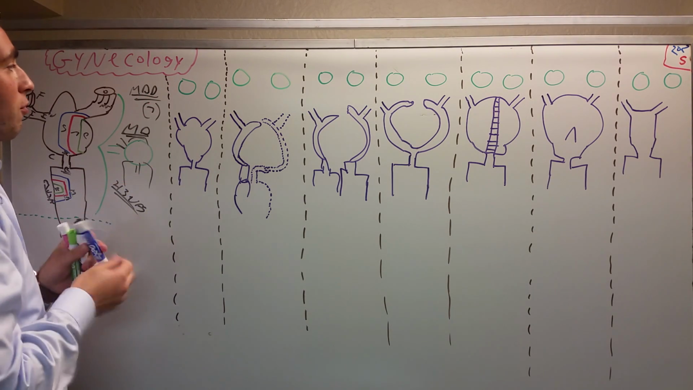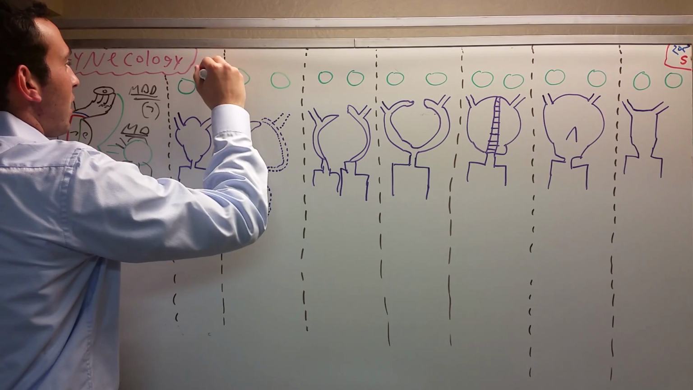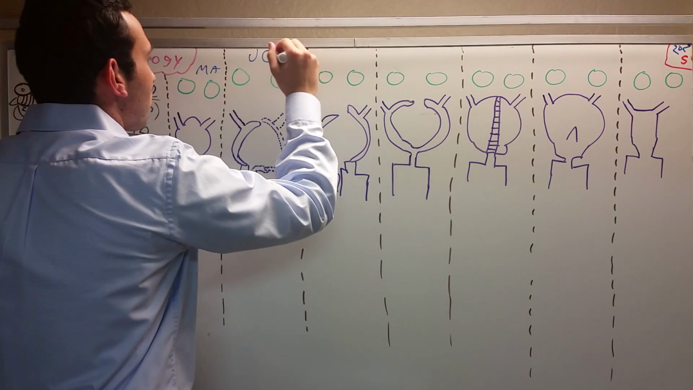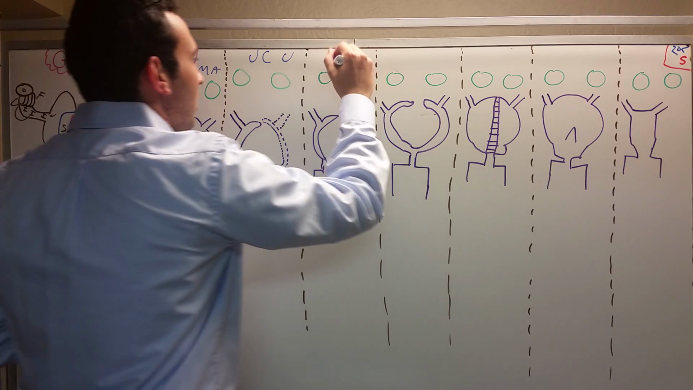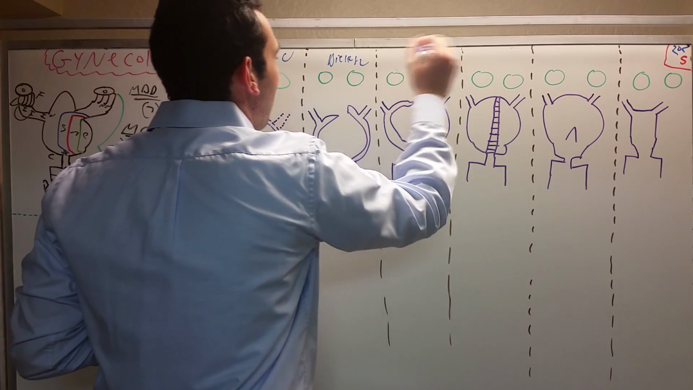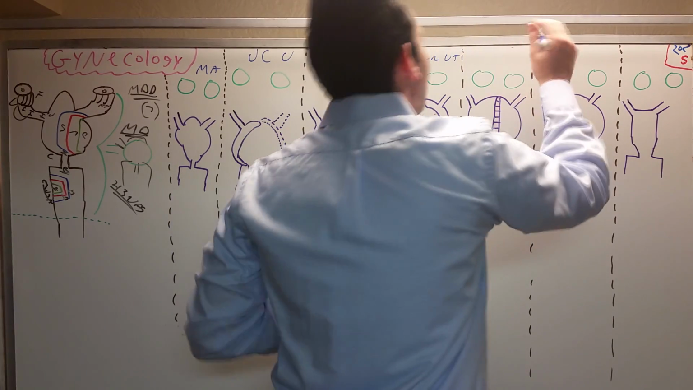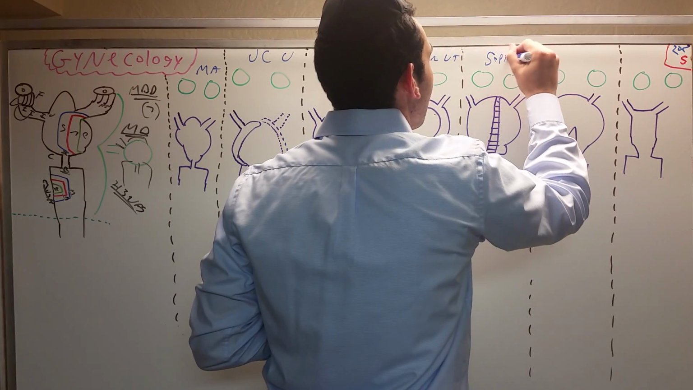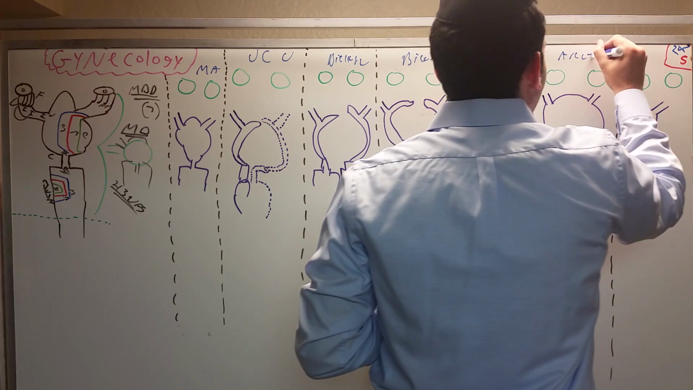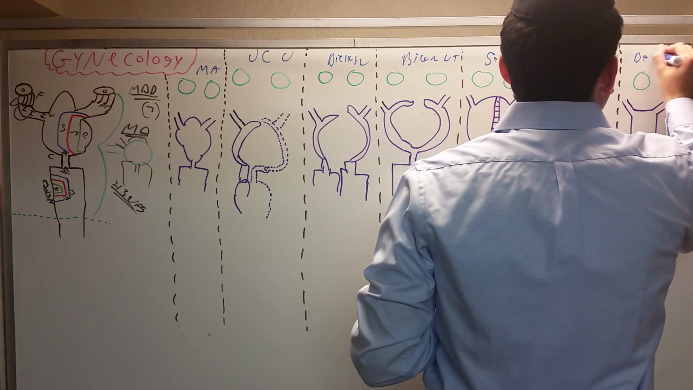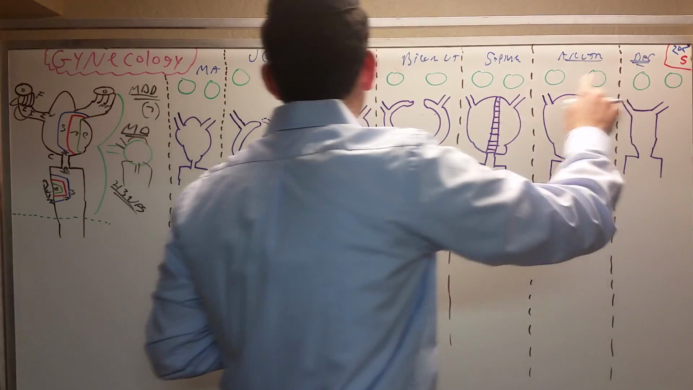The first one is referred to as Mullerian agenesis. The second one is referred to as a unicornuate uterus. The third one is referred to as a didelphys uterus. The fourth one is referred to as a bicornuate uterus. The fifth one is referred to as a septate uterus. The sixth one is an arcuate uterus. And the seventh is a uterus associated with diethylstilbestrol, DES, okay?